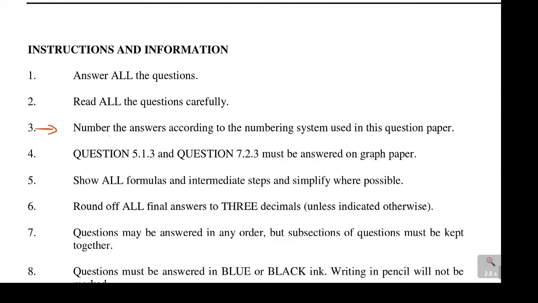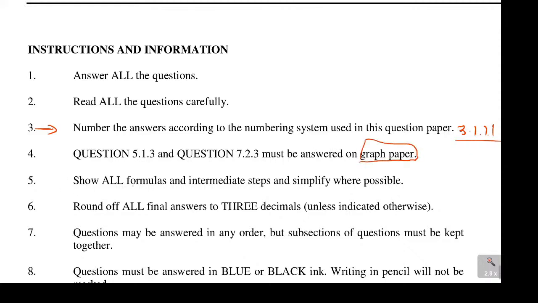Sometimes students take it lightly. You find that they start saying 3.1.1.1, which is not given. So try to maintain your numbering. Now question 5.13 and question 2.7.23 must be answered on a graph paper. They will specify when we get there.